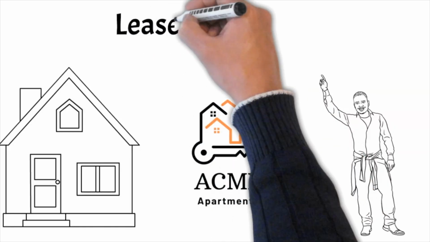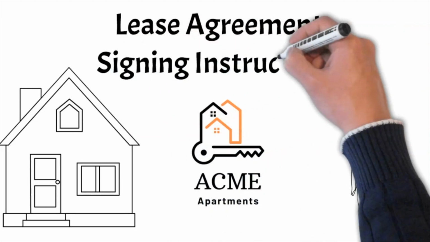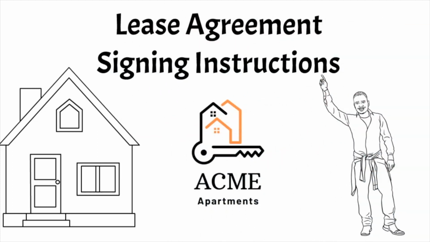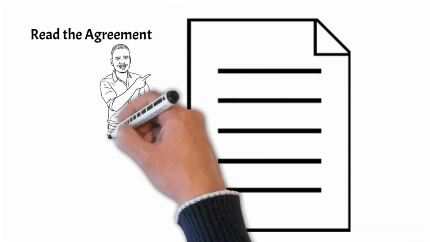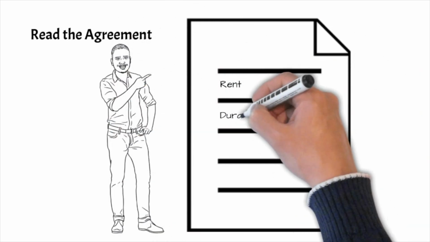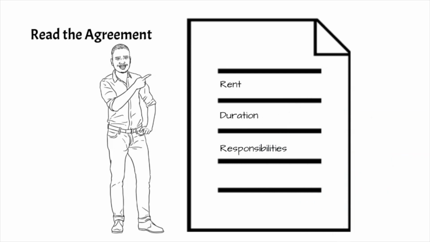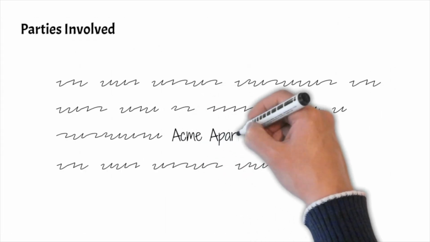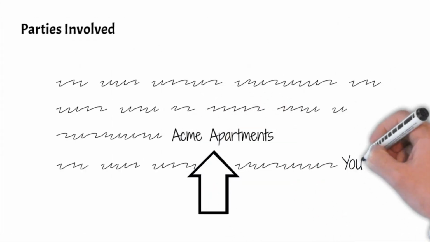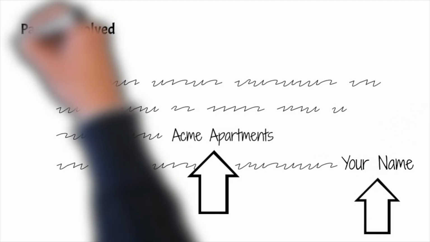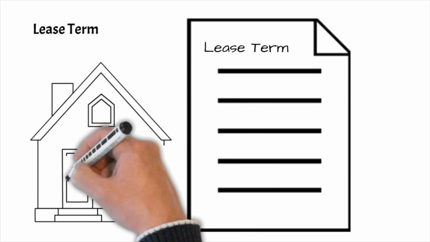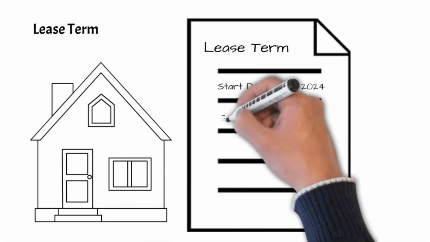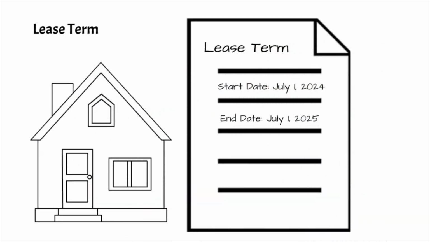Welcome to Acme Apartments. This video will guide you through the process of signing our lease agreement. Start by carefully reading the entire lease agreement. This document outlines important terms, including rent, duration, and responsibilities. Ensure that the names of the landlord, Acme Apartments, and your name as the tenant are correctly listed in the Parties Involved section. Check the lease term section to confirm the start and end dates of your lease. Make sure these dates align with your plans.